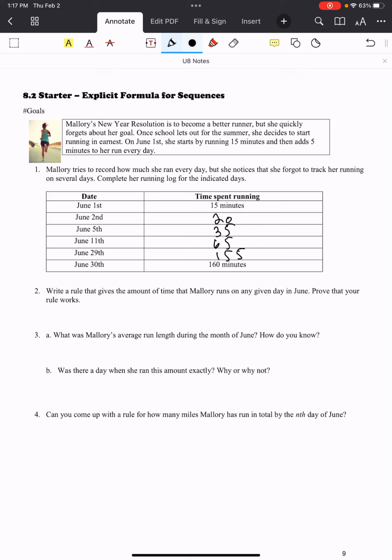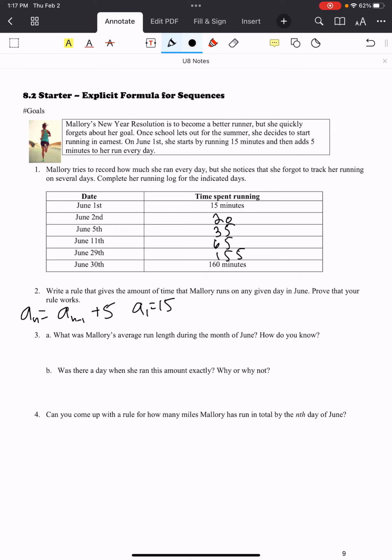Okay, our recursive rule. I saw it in most of your papers, I just need somebody to raise their hand and tell me what it is. Okay? What do you got? Yeah, Sasha. Is it a(n) = a(n minus 1) plus 5? Perfect. And then you have to do the a1 equals 15? Yep. To say where it starts. Okay, now, that's what we did last class, right? I saw that on like 90% of your papers, so that's good.